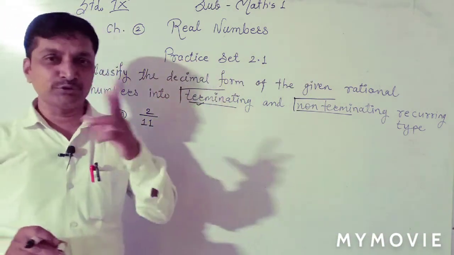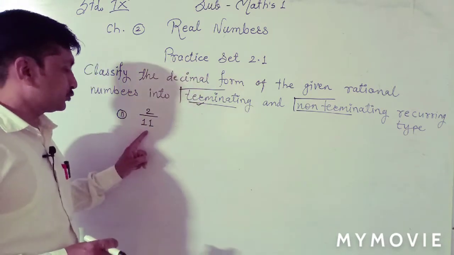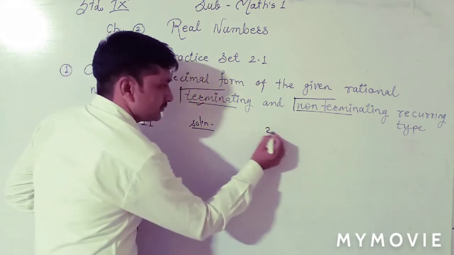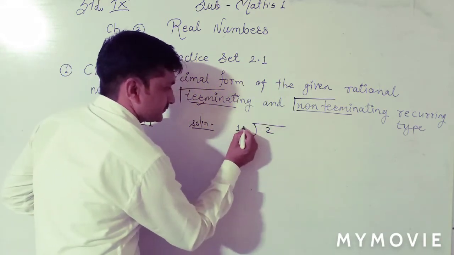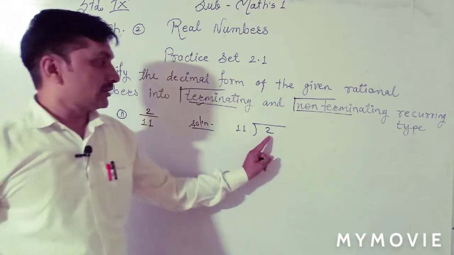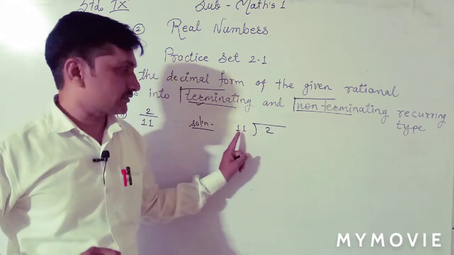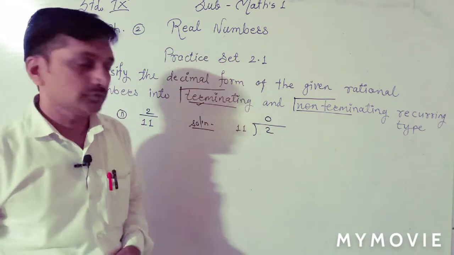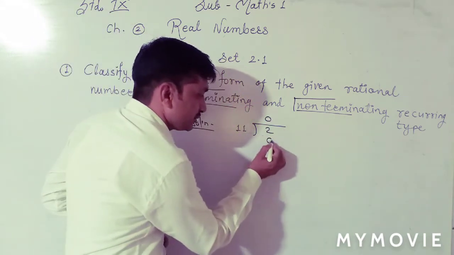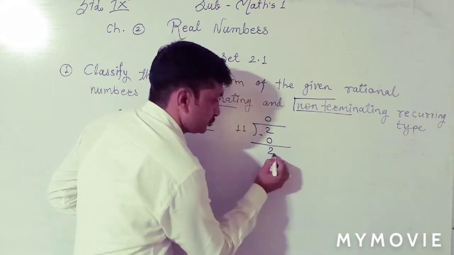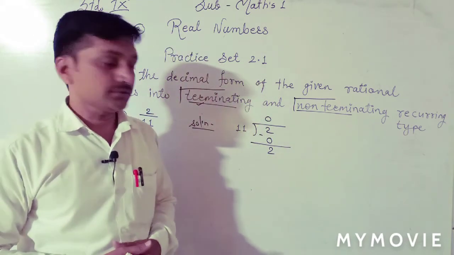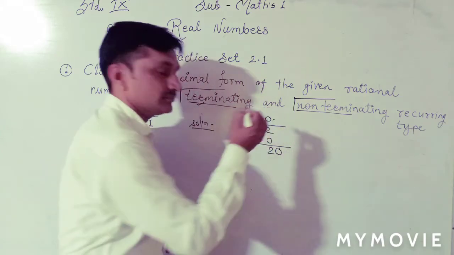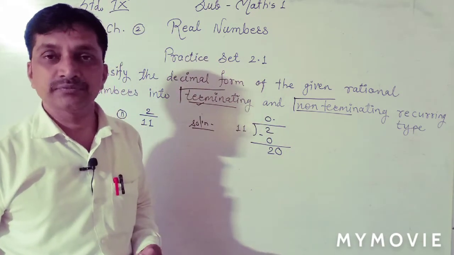Now let's see example number 2. 2 upon 11. In this fraction, 2 is the dividend and 11 is the divisor. Here the dividend is smaller than the divisor, that's why first we divide by 0. 11 into 0, 0. Subtraction 2. Now take 0 here and at the same time put a decimal point. 0 point. It becomes a decimal fraction now.